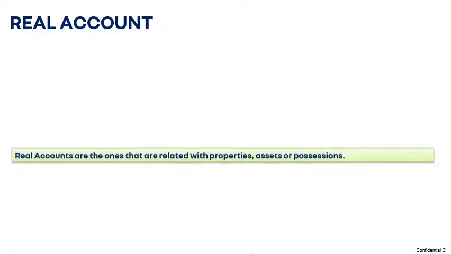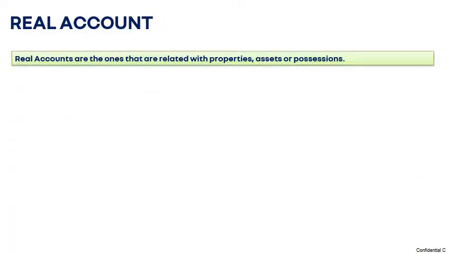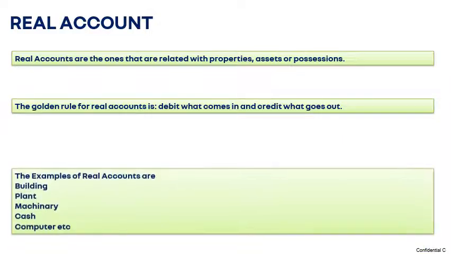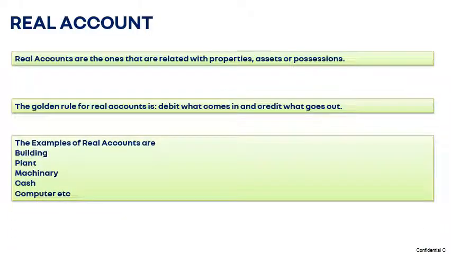Real accounts. Real accounts are those that are related to property, assets, possessions, etc. The golden rule for real accounts is debit what comes in and credit what goes out. I'll repeat, the golden rule for real accounts is debit what comes in and credit what goes out. The examples of real accounts: land, building, property, machinery, computer, software, furniture, etc.